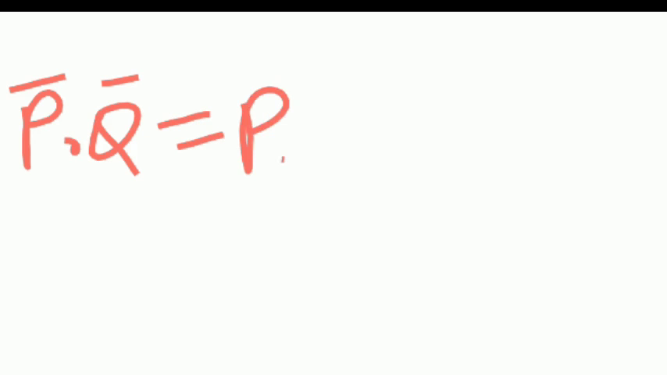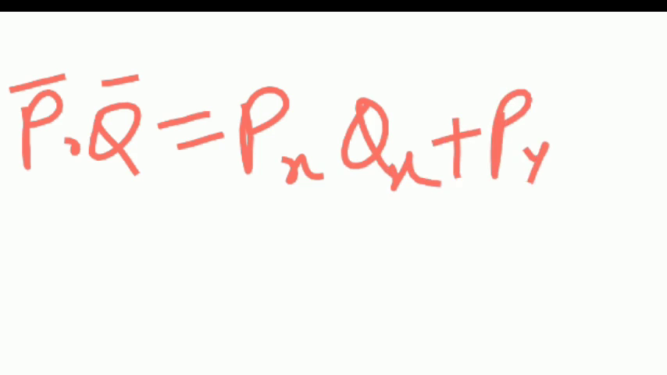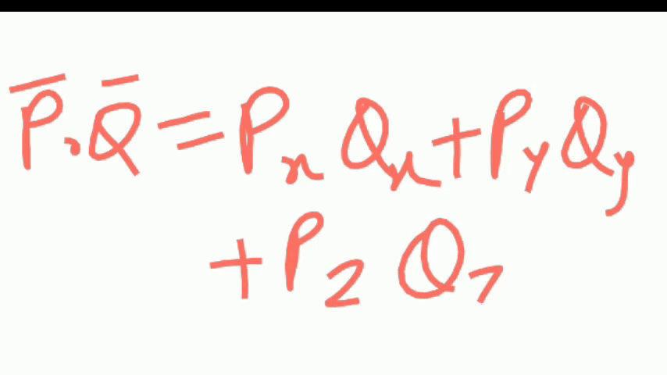So mathematically we can write p bar dot q bar is exactly equal to pxqx plus pyqy plus pzqz. This is also another definition of dot product.